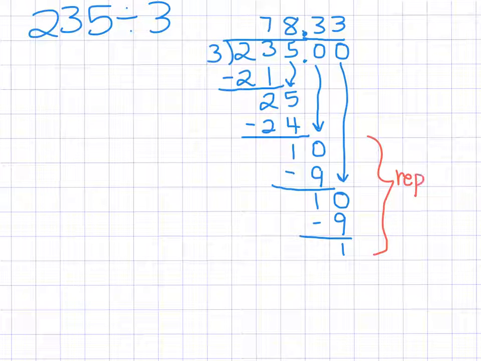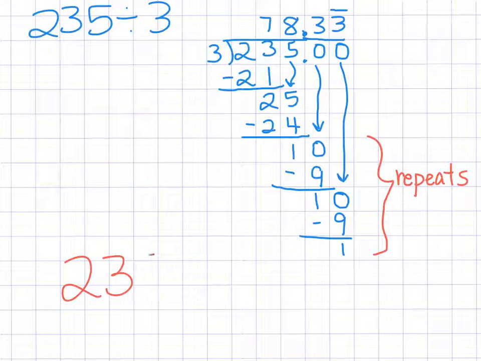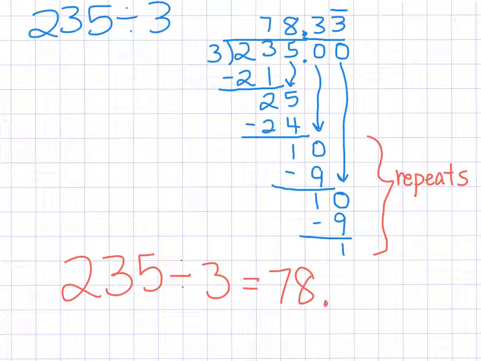So I'm noticing a pattern here, and it's not really a pattern if it happens only once. It's a pattern when it happens 2 or more times. So it's repeating, so what that tells me is that I would have an infinite number of 3's. If I keep subtracting 9 and finding the difference, I get 1 every single time that's going to happen. So my final conclusion is 235 divided by 3 is 78.3, and that 3 repeats.